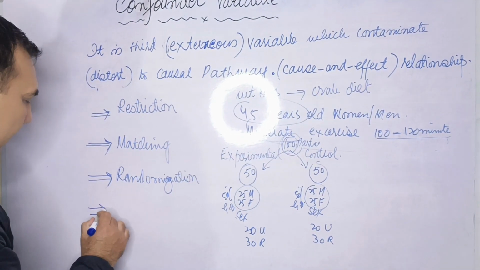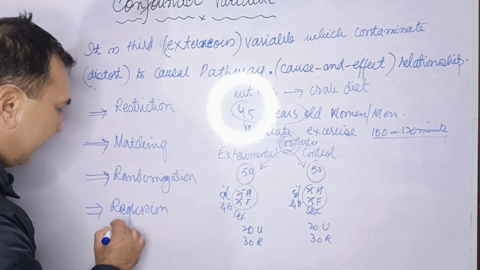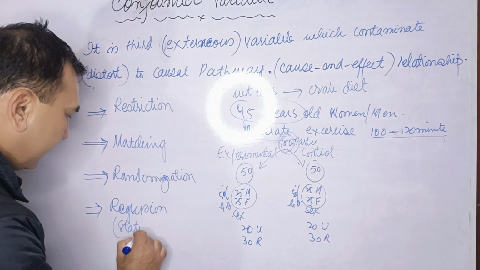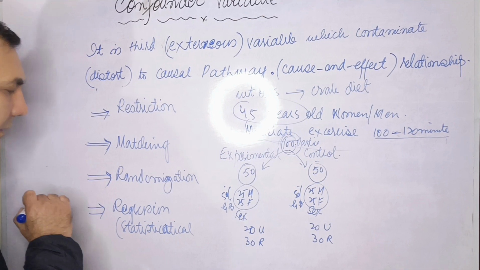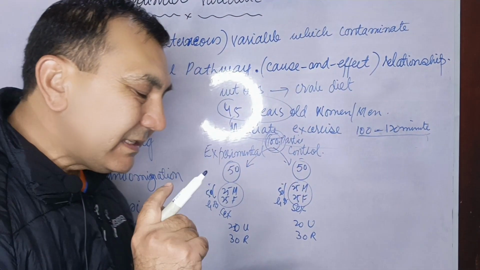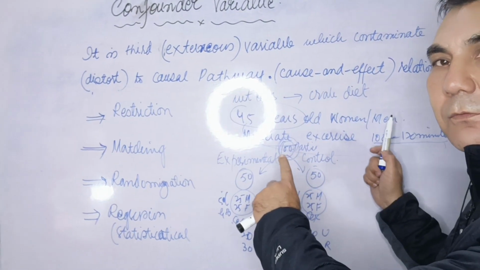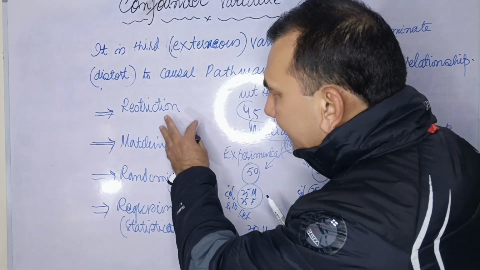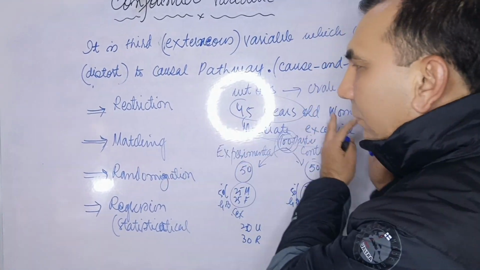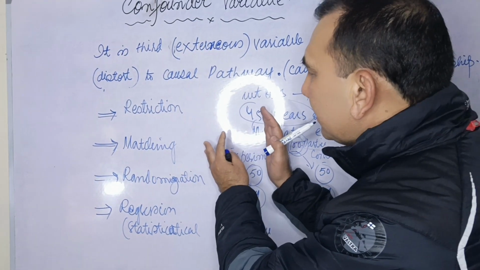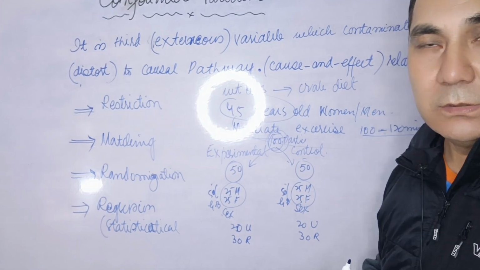The fourth method is regression, or you can say statistical methods. With regression, we will see the correlation between the independent variable and the dependent variable. With the regression model, we can allocate the cause with the effect. We can see the relationship between the cause and the effect by applying the regression model.